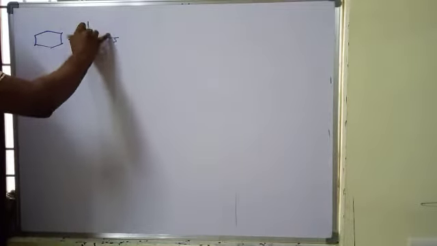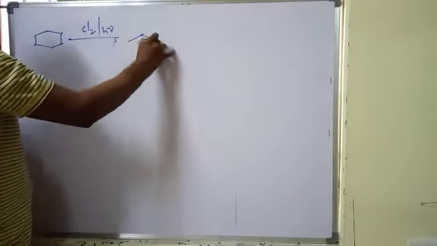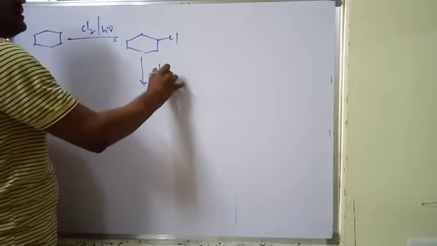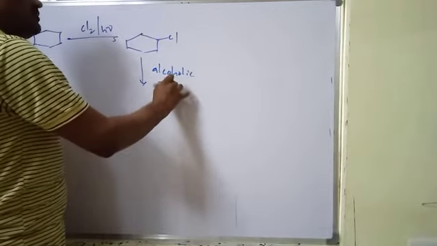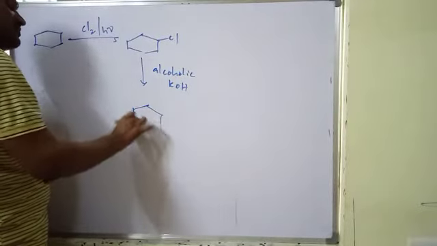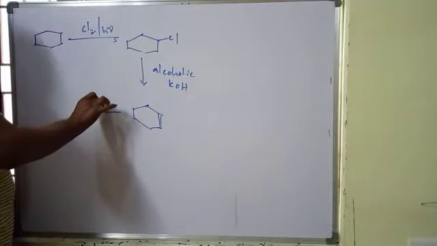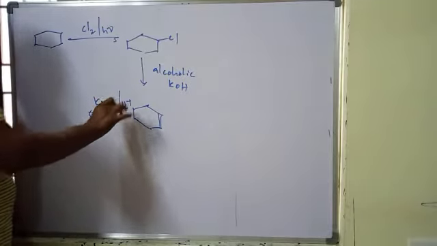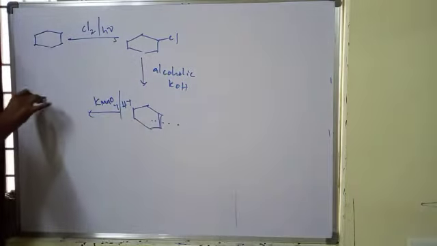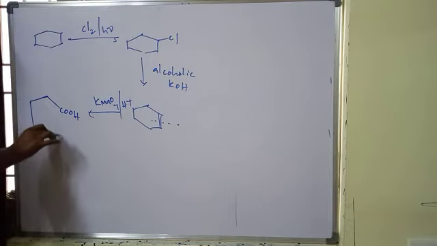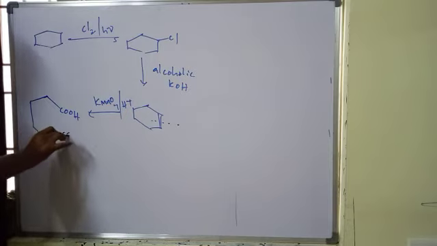I am giving an example. This is upon chlorination in the presence of light, giving cyclohexyl chloride. With alcoholic KOH, elimination takes place and the product is an alkene. Then KMnO4 in acidic medium causes cleavage, and we get adipic acid.